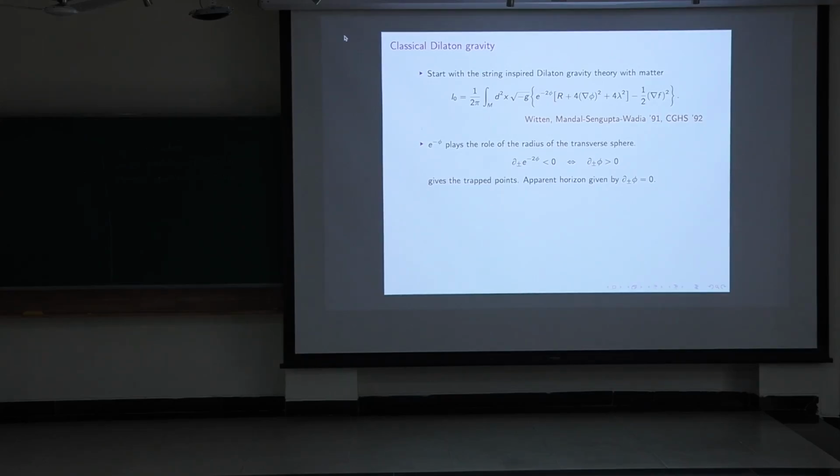In the static situations, you can also convert this relation for the trapped points to a relation on grad of phi whole squared. When grad phi squared is greater than 0, it's outside the horizon. When less than 0, it's inside the horizon, and equal to 0, it's the apparent horizon. And you have a definition of wormhole in this case when grad phi squared becomes 0 at a certain part of space, but does not change sign when it goes from one side to another. Okay.